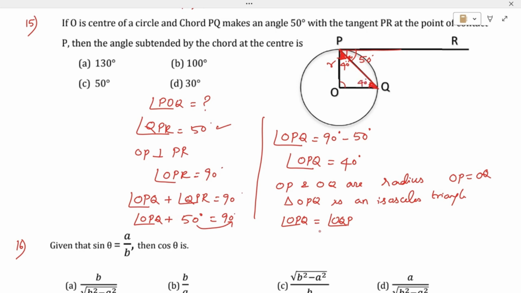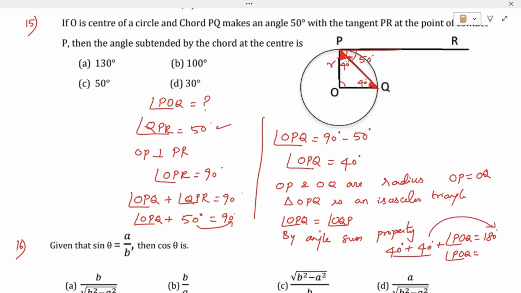Okay, now I can find POQ easily by angle sum property, isn't it? What does the angle sum property state? All the three angles added together give 180 degree. So I am summing all the angles: 40 degree plus 40 degree plus angle POQ is equal to 180. So this becomes 80. So transposing 80 to the other side, 180 minus 80 will become 100 degree, which is option B.